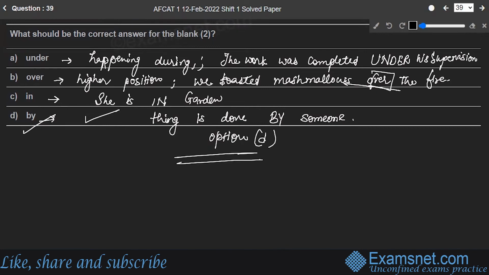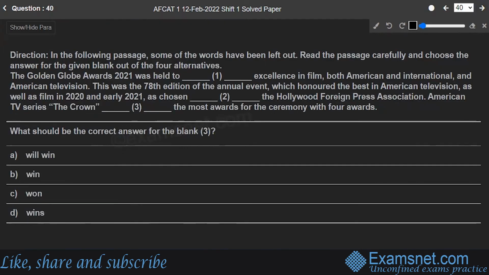Let's move to the next question, question number 40. Now you have to fill in the blank. What will come in blank three? Let's read the statement first of all, because it gives you more than half of the clarity of the picture, like what will come in the blank. American TV series The Crown dash the most awards for the ceremony with 4 awards.